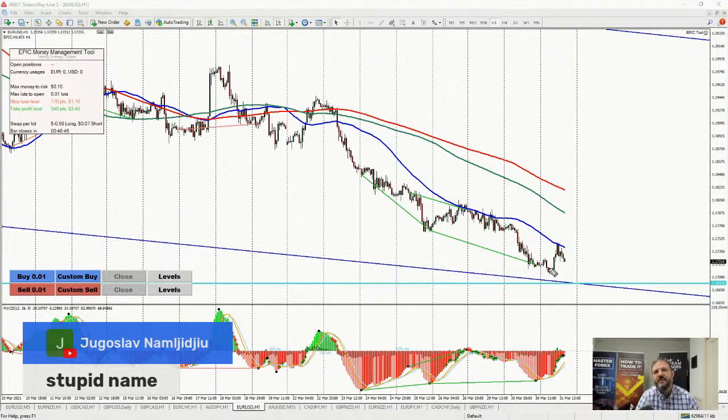Now, one thing we might want to look for is a possible W pattern. You see that? The famed W, double bottom. It's trying to make a W pattern. So I would look down here.